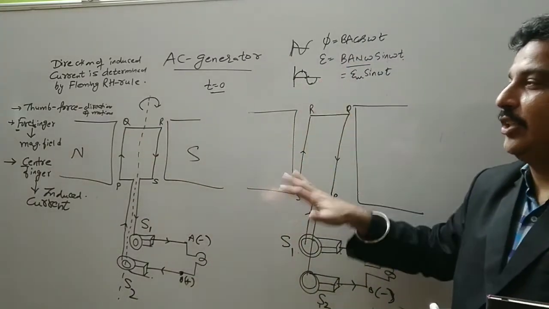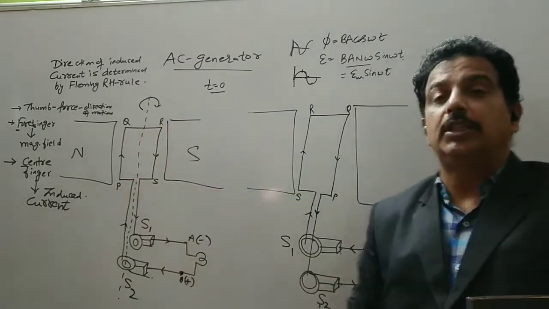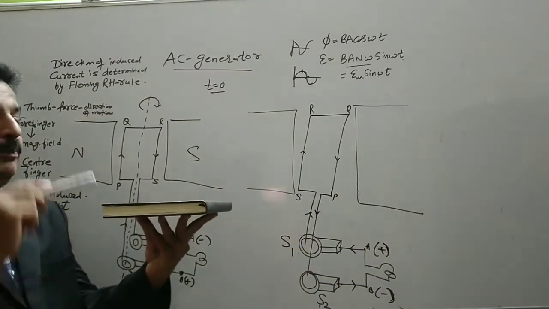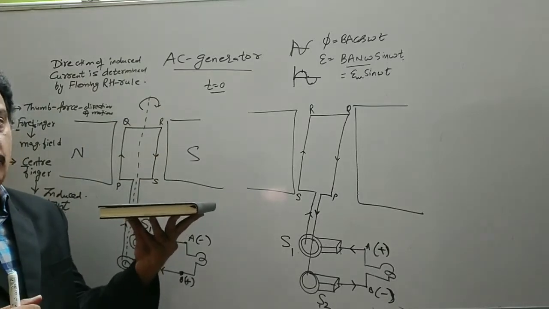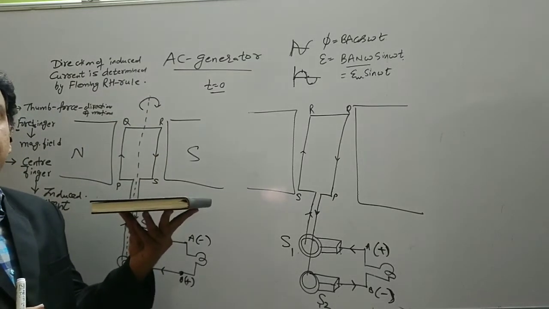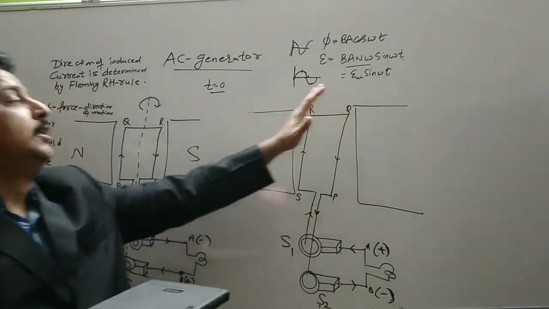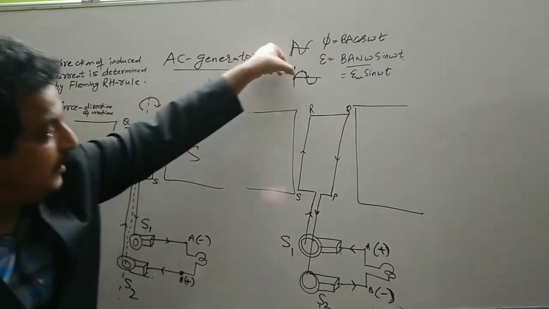To understand the direction of the induced current, we started with this position where the coil was kept parallel to the magnetic field. So your area vector was perpendicular, that is, the area vector makes 90 degrees. So sine 90 is maximum. So we started from this point in this diagram.